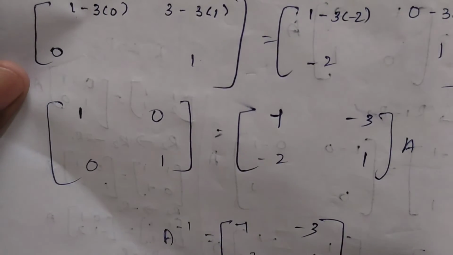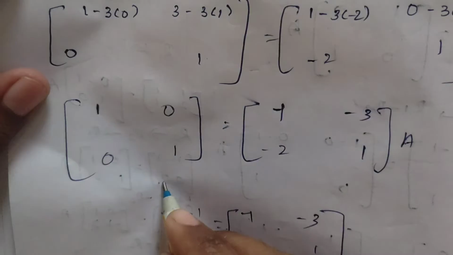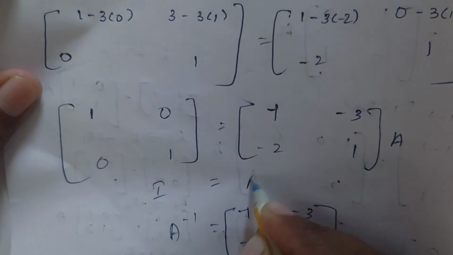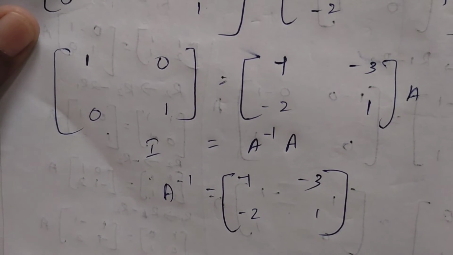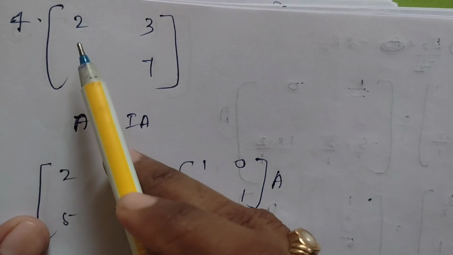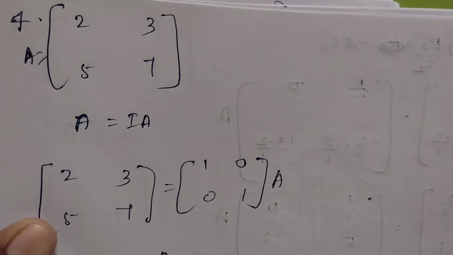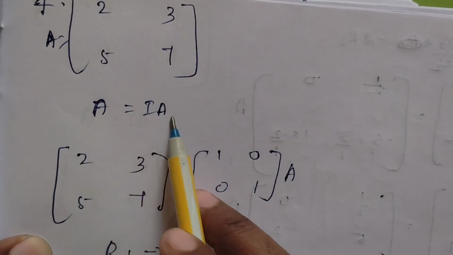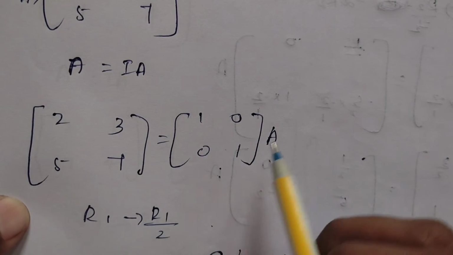That is, we have got I equal to A inverse A. Therefore this is our A inverse matrix. Okay. Fourth one, 2 3 5 7. This is the matrix they have given. A is equal to IA. I am writing it: A matrix is equal to identity matrix into A.